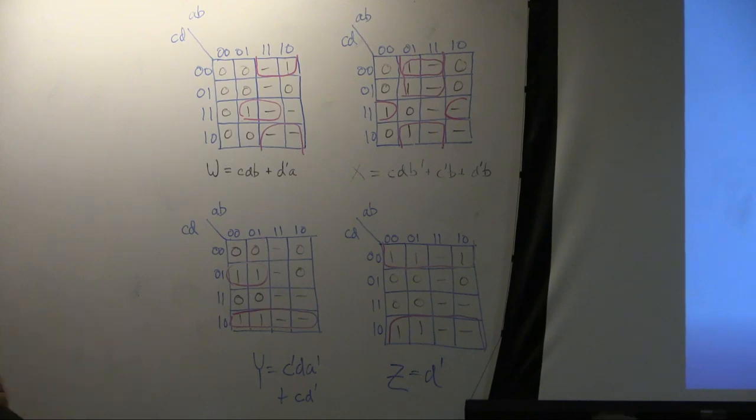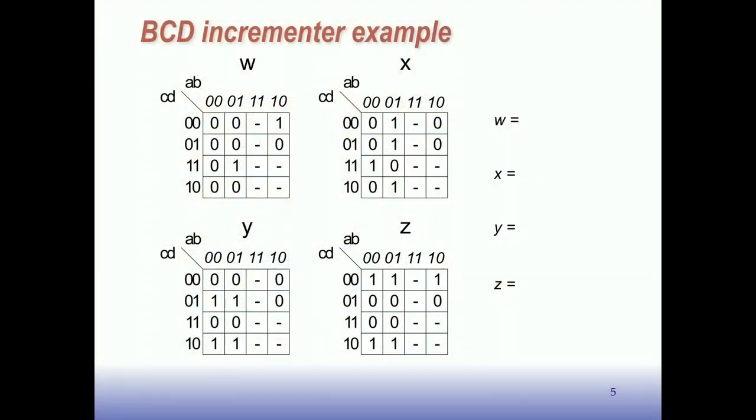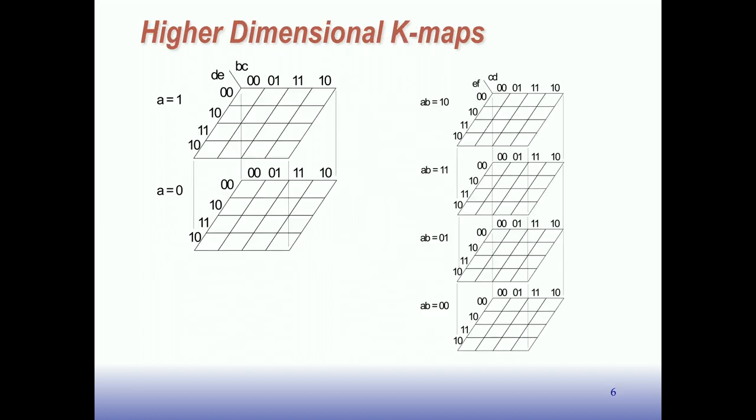Okay. So I just wanted to show you this. These Carnot maps will do functions of 4 variables, right? We have 2 dimensions here, 2 variables per dimension. If we need to go to higher dimensions, if you have 5 variables, you stack 2 of these 2-dimensional maps on top of one another, where this is the A equals 1 map, and this is the A equals 0 map. And then you look for groups that are 3-dimensional groups in the plane and going up and down.